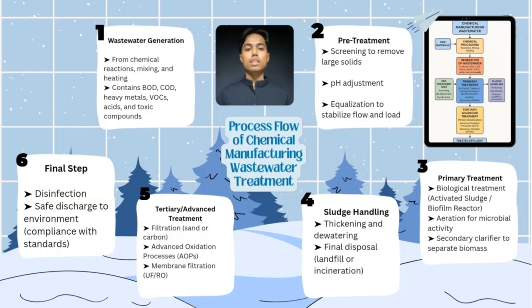The resulting sludge is sent to a sludge handling unit for thickening and dewatering, then disposed of by landfilling or incineration. After that, advanced treatment follows. This involves sand or carbon filtration, advanced oxidation processes, and membrane technologies like ultrafiltration or reverse osmosis to eliminate remaining pollutants. Finally, the treated water is disinfected and safely discharged, meeting environmental regulations to protect public health and ecosystem.